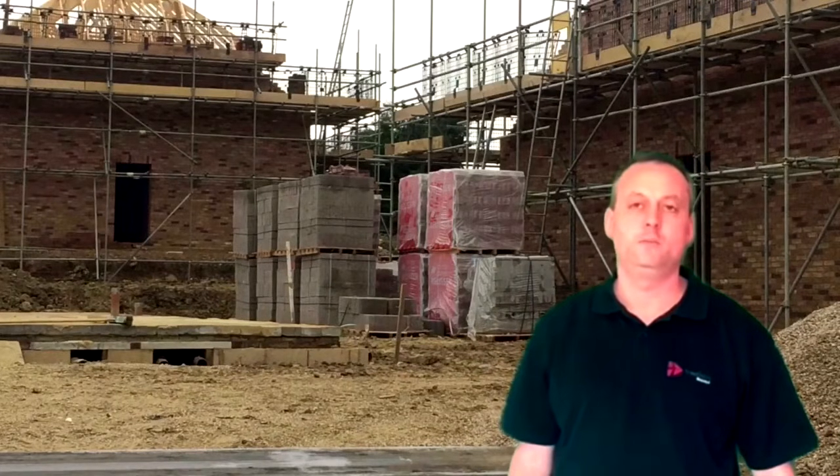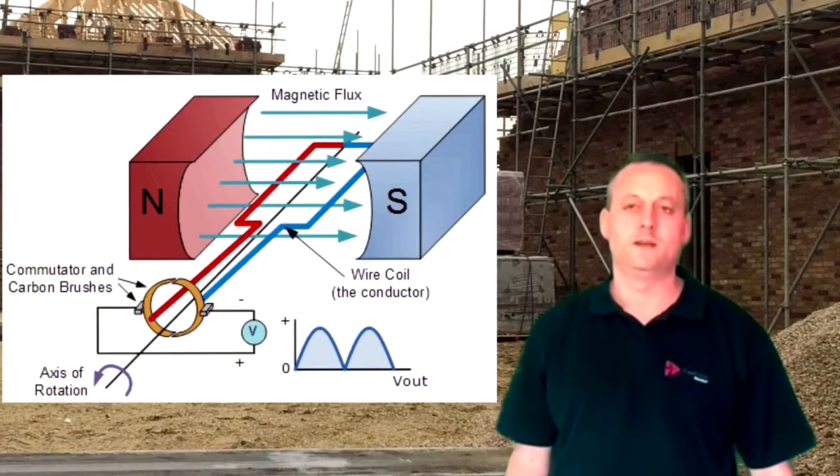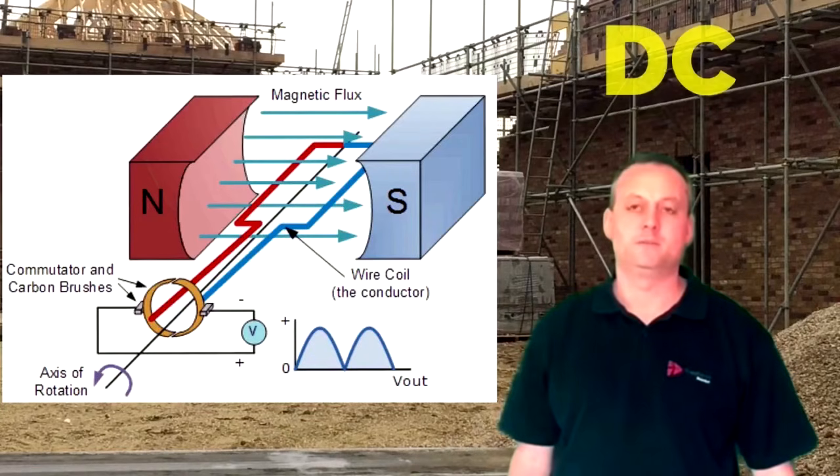We also looked at rotating a single conductor through a magnetic field when it was connected to a commutator. In other words, it only took the positive half of the cycle each time as it was rotated through the magnetic field. And this is the basic principles of producing DC or direct current.